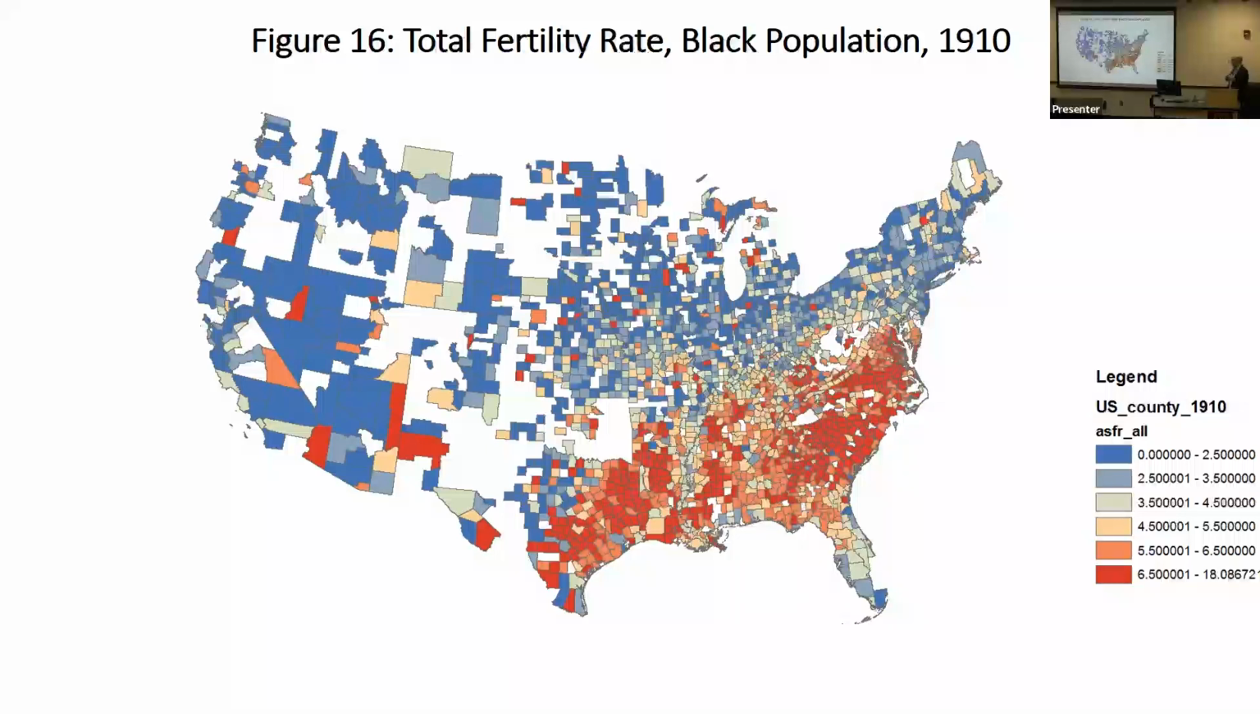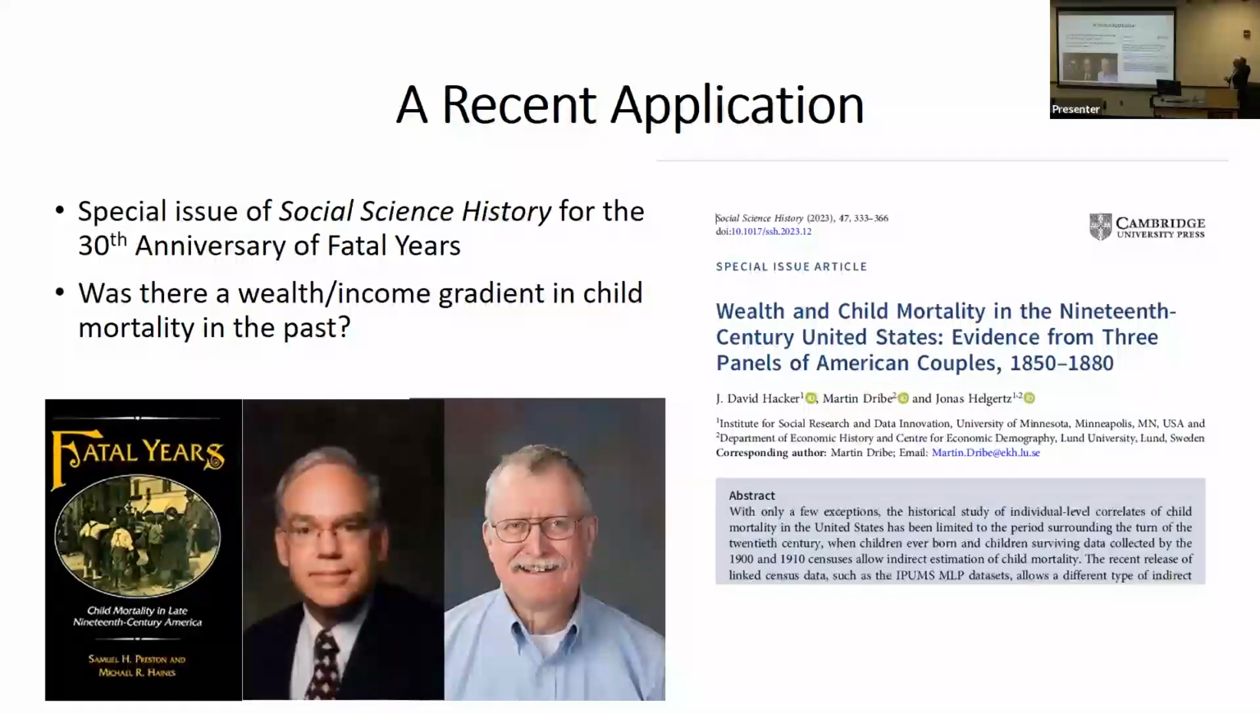Okay, 5 minutes left, and I want to give you a quick application of these data. We realized at some point that the book I've already mentioned twice, now the third time, as a landmark book in historical demography, was at its 30th anniversary a year ago or 2 years ago. We put a conference together and had a lot of papers, and we published a special issue. Elizabeth has an article in this collection of Social Science History. And Jonas, me, and Martin Dribe, also from Lund University, have an article in it as well. And we are using the method I outlined here to estimate the relationship between wealth and child mortality in 1880.